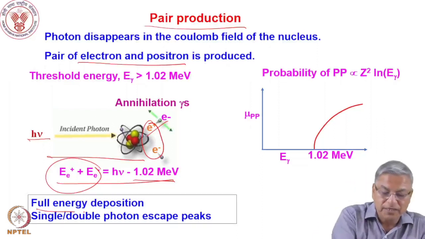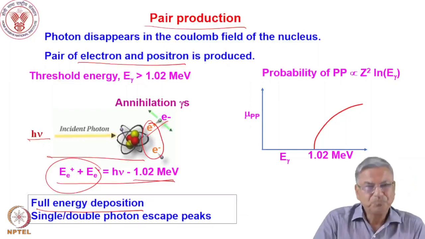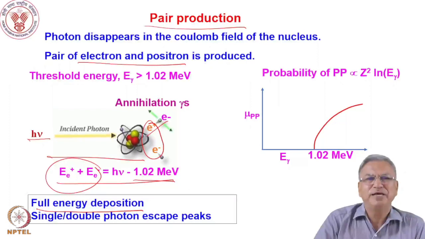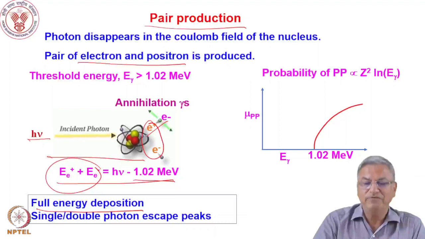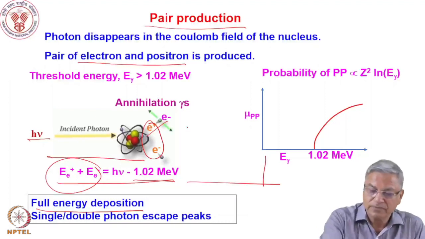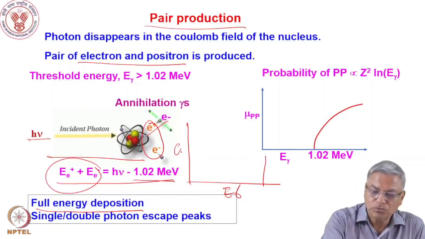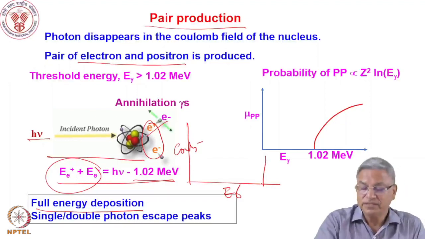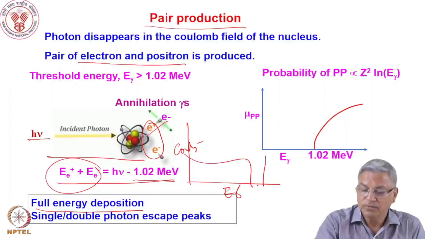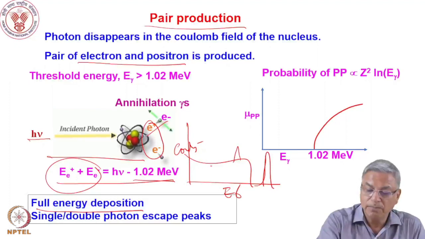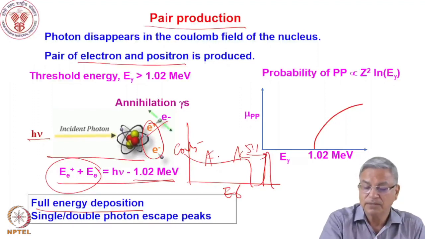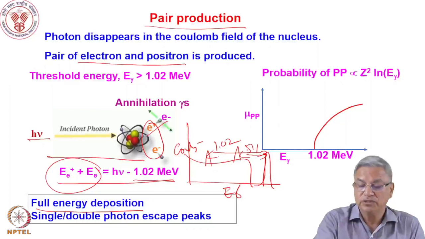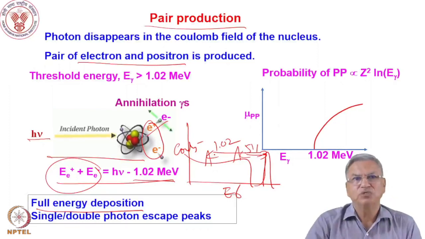If there is full energy deposition, the detector is large enough, or one of the 511 keV photons may escape. This is called the single escape peak, or both of the 511 keV gamma ray photons may escape from the detector. That is called the double escape peak. So what you will have here, suppose this is E gamma versus counts. If this is the full energy peak, and this is the Compton, this is the photo peak, you will see the single escape and double escape peaks on the gamma spectrum because of this 511, and this is 1.02, corresponding to single escape and double escape. So this is what happens there.